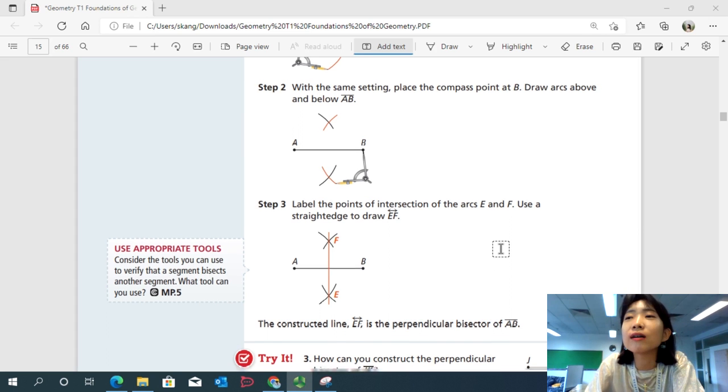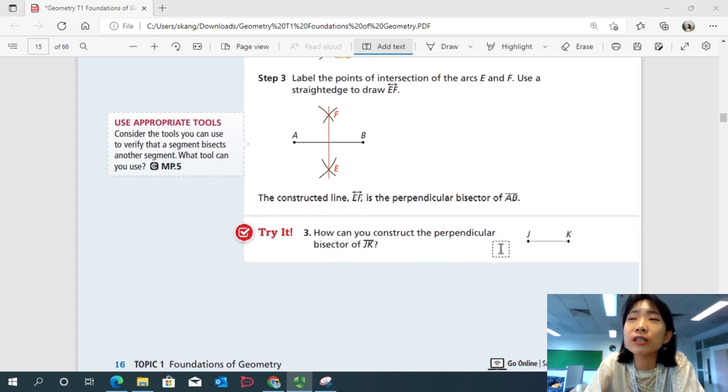Okay, so now it's your turn. Try number 3. Can you construct the perpendicular bisector of segment JK using the same steps? Construct it and come back when you are ready.